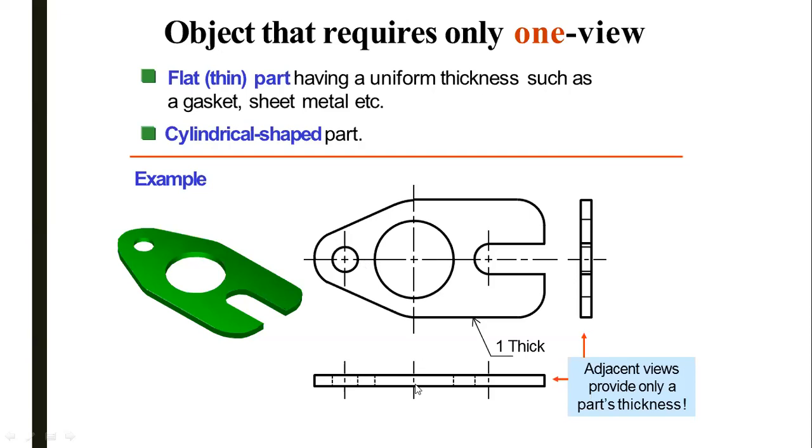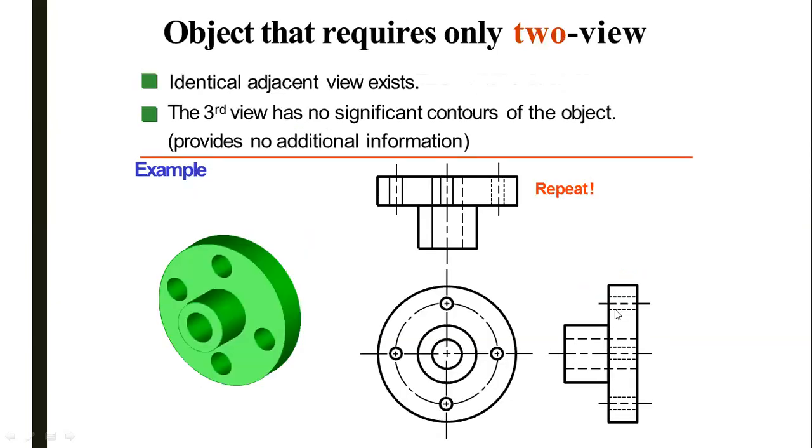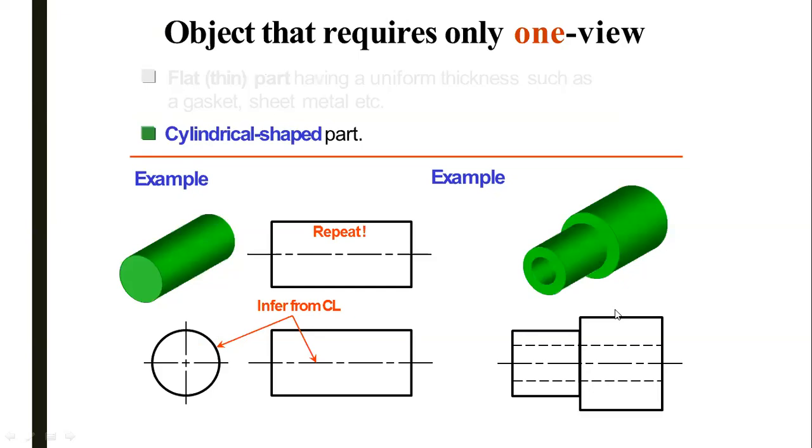Now this object also requires only one view to define it. We require only one view as the center line is given. If the center line is not given, we cannot understand that this object is circular in shape. If these hidden lines are not given, it doesn't matter. But if the center line is not given, we can consider the shape as square, rectangle, or any shape. So the center line is very important if it is circular.